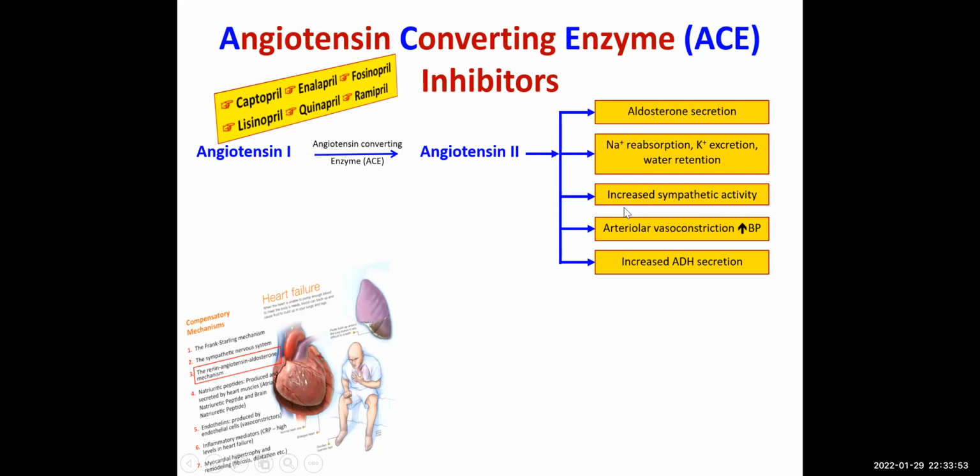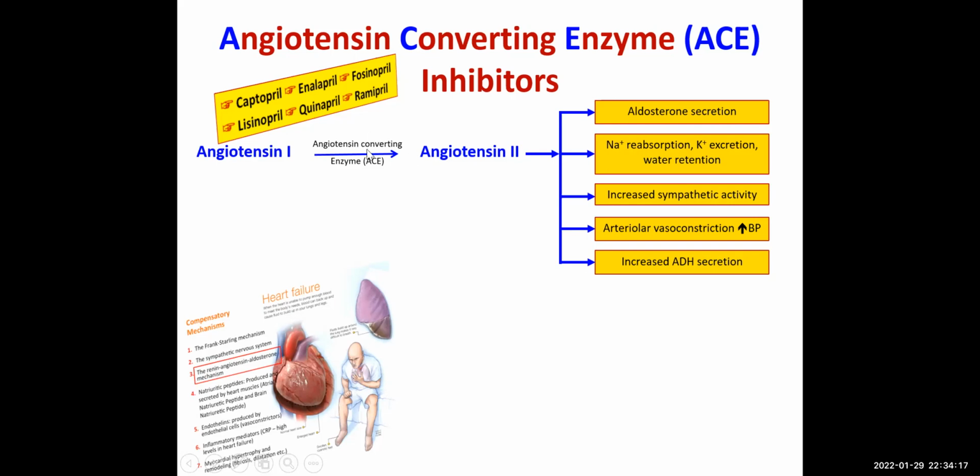The failing heart: increased sympathetic activity, not good. Vasoconstriction, increased blood pressure, not good. And increased antidiuretic hormone secretion, which will lead to plasma volume expansion, again not good for the heart. And angiotensin has another effect that I've not mentioned, which is cardiac fibrosis, okay?